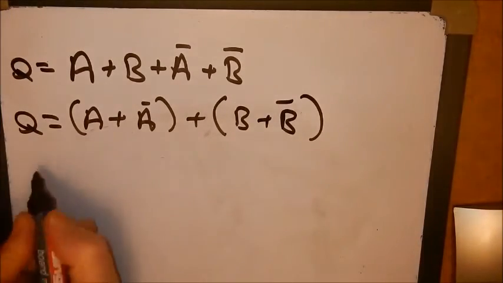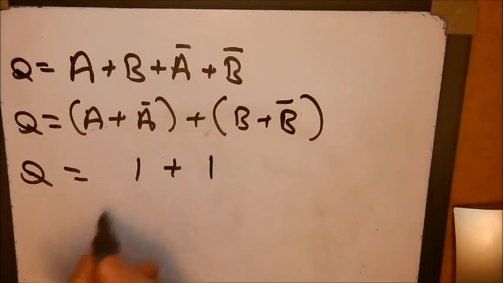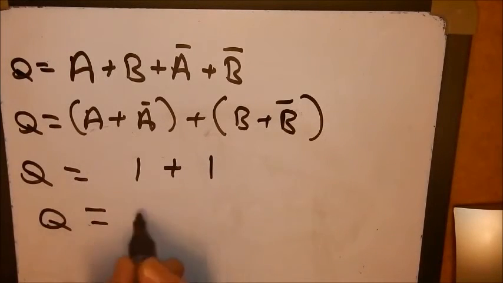Therefore, we can say that Q actually now becomes 1 ORed with 1, and obviously Q now is going to simplify all the way down to 1.